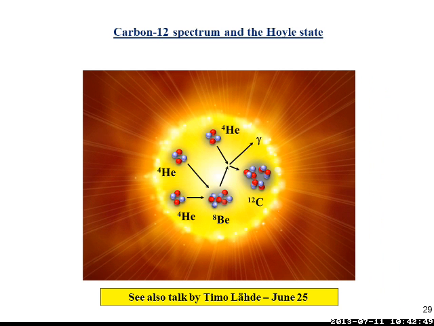I should mention Timo Lähde gave a nice talk a couple weeks ago describing this. He talked a little bit about the quark mass dependence, the whole question of what if the fundamental parameters of nature were slightly different. For example, if the light quark masses were just a few percent different, whether or not we would have carbon in our universe, and therefore whether we have life. That was a very nice question. I'm not going to cover that, but I will talk a little bit about the Hoyle state that plays a central role in that.